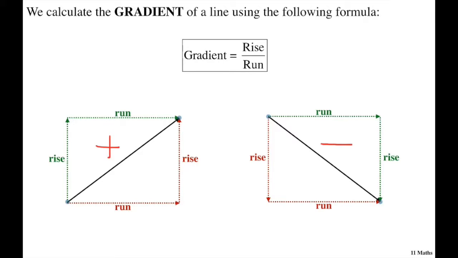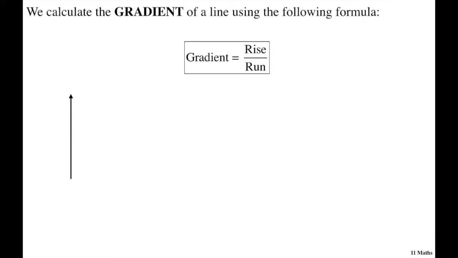We have discussed before that when you are dealing with lines, going uphill from left to right is a positive gradient. Going downhill from left to right is a negative gradient. So we need to consider whether the line is uphill or downhill, meaning it's going to be negative or positive.